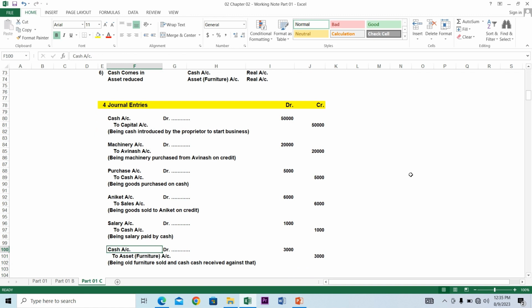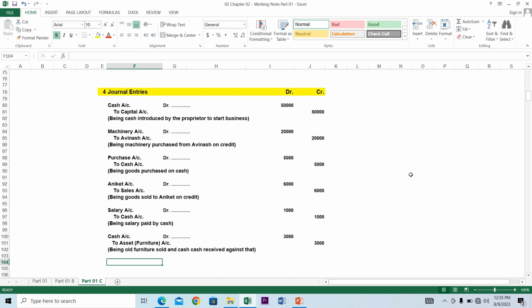Now cash account to asset account. Cash account debit 3,000 to asset account, furniture account 3,000. So being old furniture sold, means table sold and cash received against that. So I think it is clear. Okay.